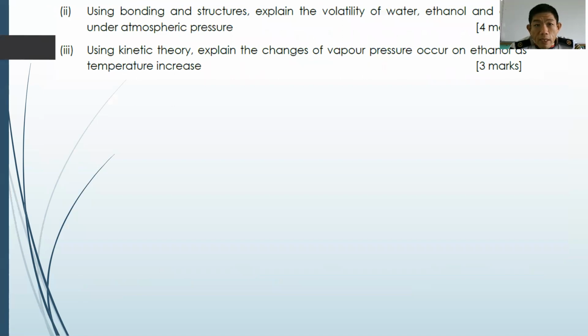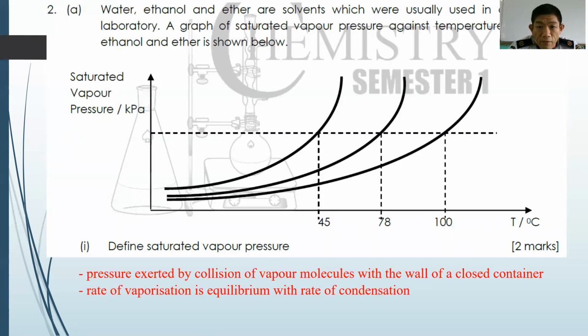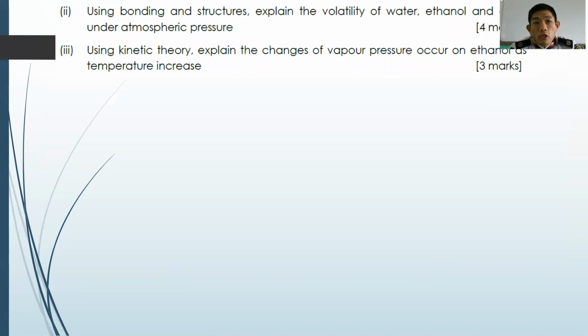And then, using the bonding and structure, explain the volatility of water, ethanol, and ether under atmospheric pressure. So as you can see in here, the 45 is for ether, 78 is for ethanol, and 100 is for water. So why is it that they exhibit such different behavior? You have to explain by using the bond and structure. In here, you have to know by yourself that both water and ethanol are held by hydrogen bond. Okay, so volatility increases from water. Water has the lowest volatility, followed by ethanol, and ether has the highest volatility.